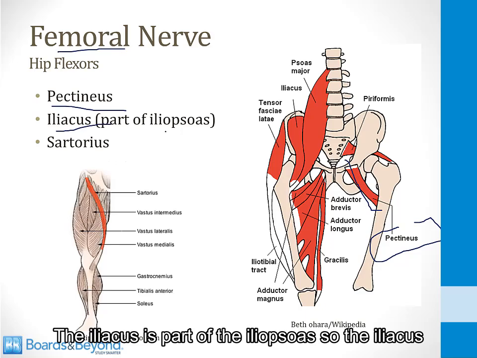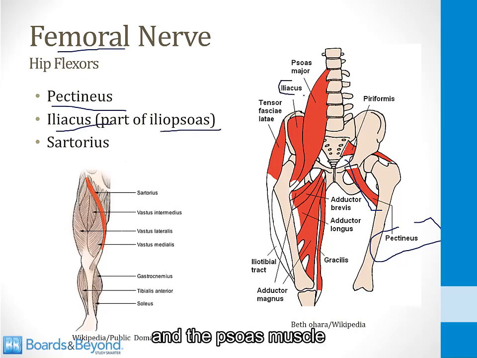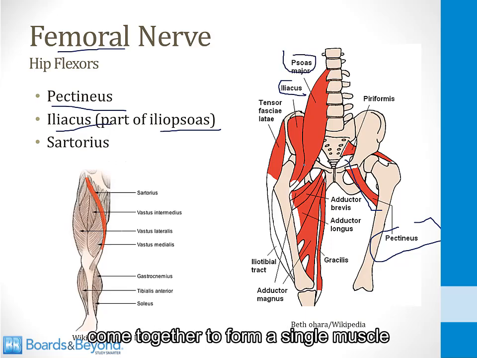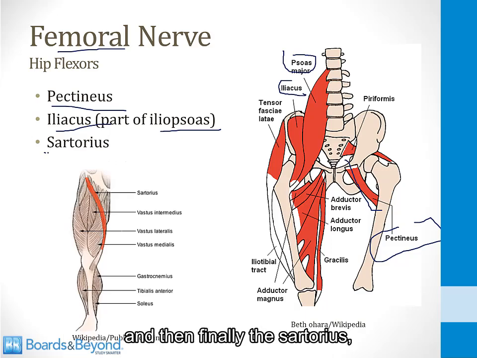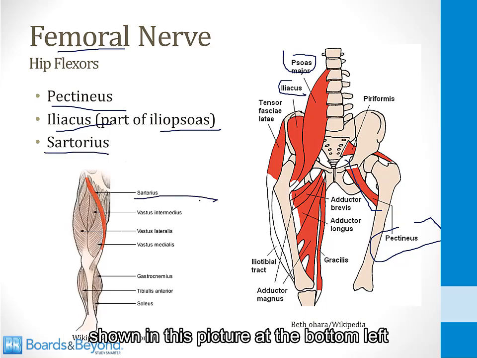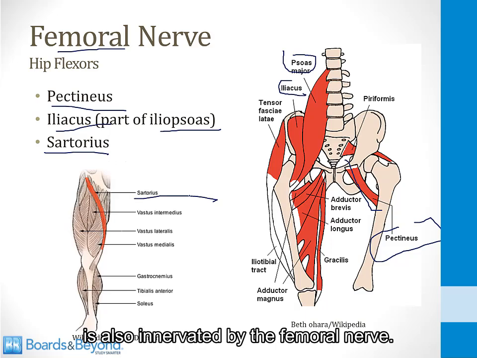The iliacus is part of the iliopsoas, so the iliacus and the psoas muscle in the abdomen and pelvis come together to form a single muscle near the hip called the iliopsoas. The iliacus is innervated by the femoral nerve. And then finally the sartorius, shown in this picture at the bottom left, is also innervated by the femoral nerve.